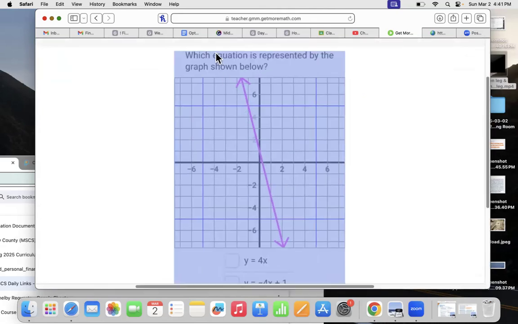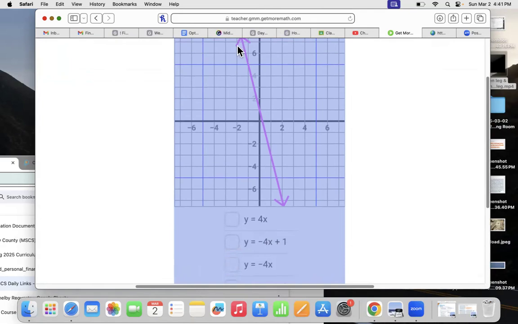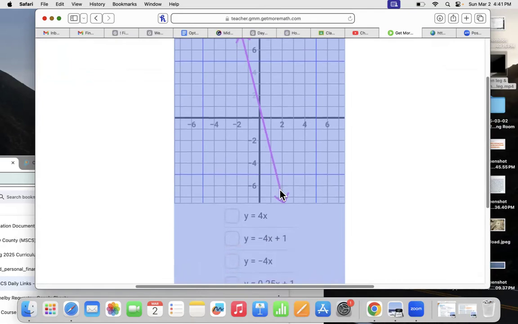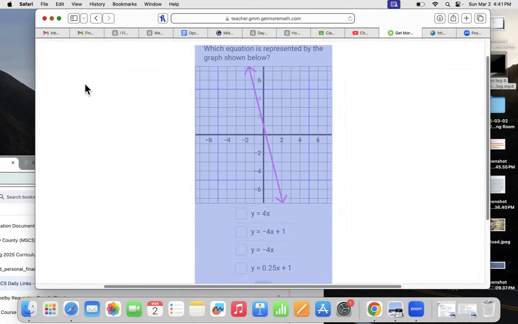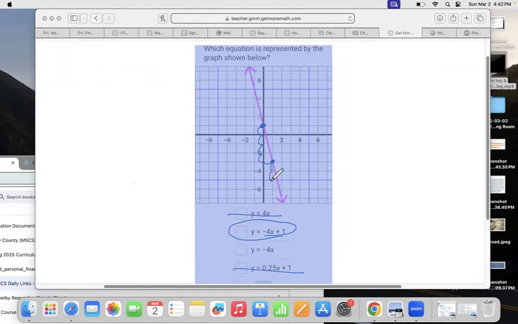Okay. This one here, it says which equation is represented by the graph shown below. So same thing. I'm going to trace it. It's going downward from left to right. So that means that A and D are not my answers. And then it's crossing right here at the positive one. So it means my answer has to be this one. And again, it should be going down 4 over 1.